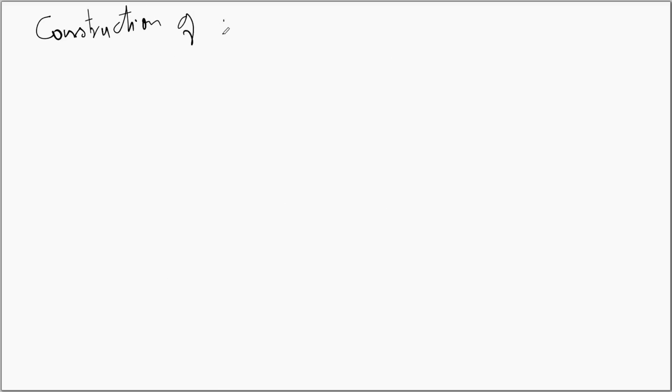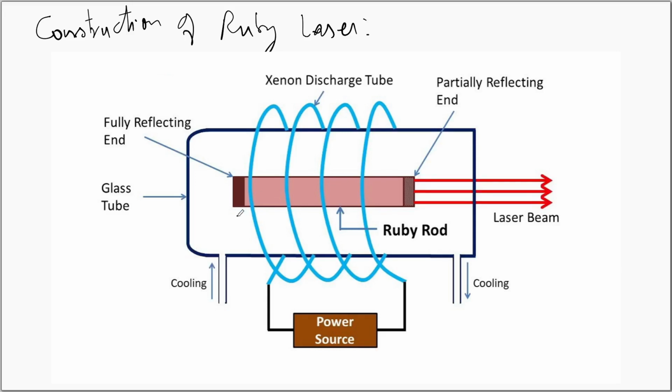Construction of ruby laser. We take the ruby crystal in the form of a cylindrical rod. Both the end faces of the cylinder are polished and they are made parallel to each other and perpendicular to the axis of the cylinder. This end of the ruby rod is coated with fully reflecting material, and on this side we have silver coating but it partially reflects.